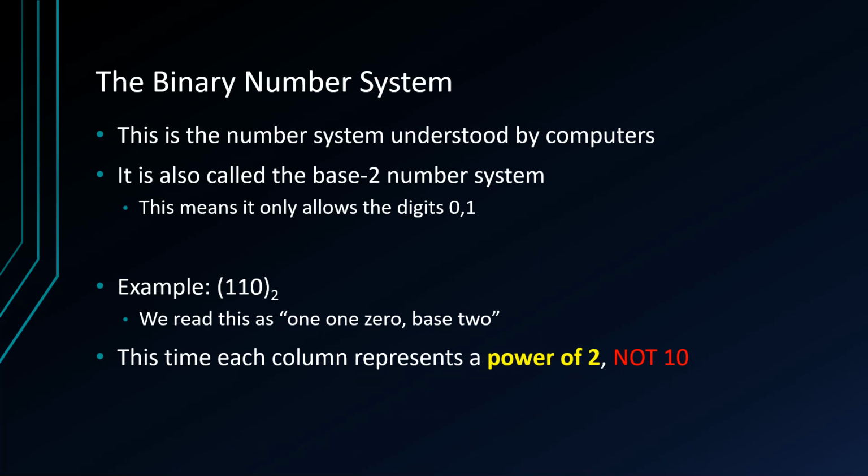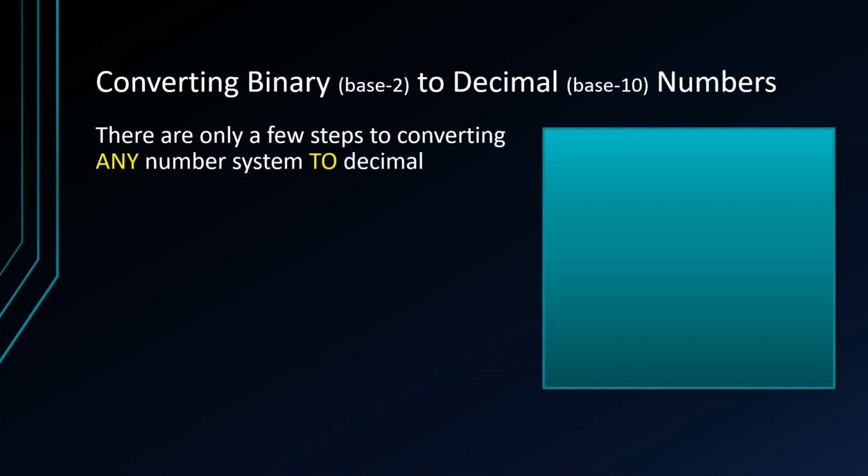And that's it. So converting binary numbers, which are in base 2, to decimal numbers in base 10. Very simple. We're going to follow a few steps, and these steps will actually work to convert any number system to decimal, not just binary, absolutely any number system. So keep that in mind going forward. So this is what we're going to try and convert. We're going to try and convert that 110 base 2 to something in base 10.